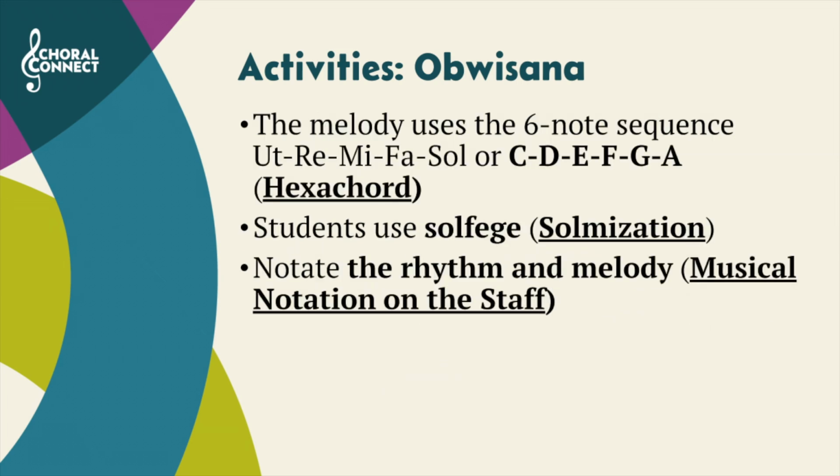The melody uses the 6-note sequence ut, re, mi, fa, sol, la, or C, D, E, F, G, A. It is easy for students to solfege, which is the solmization. It's not complicated to notate the rhythm and melody on a 4 to 5 line staff, due to its repetition. When I mention the melody uses the 6-note sequence ut, re, mi, fa, sol, la, we are talking about the hexachord.